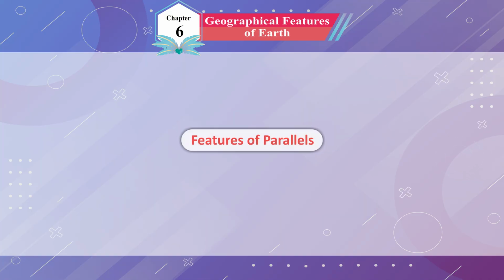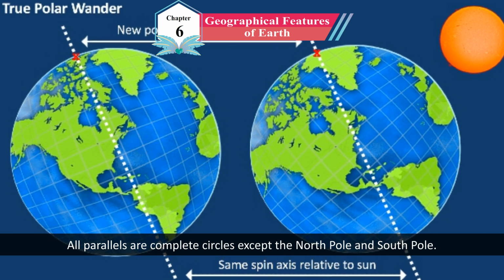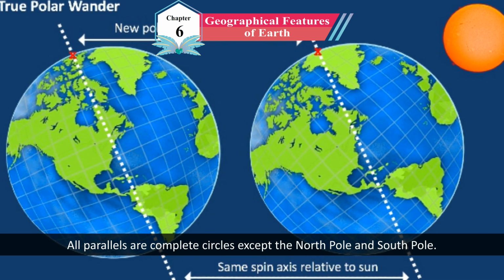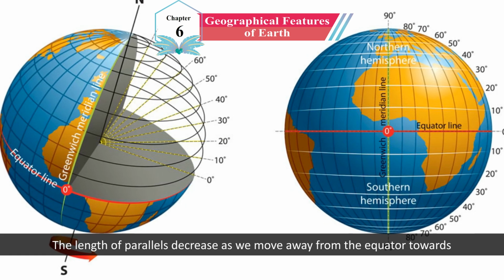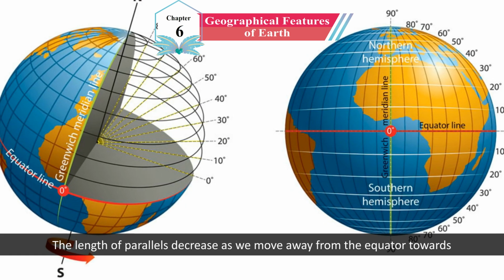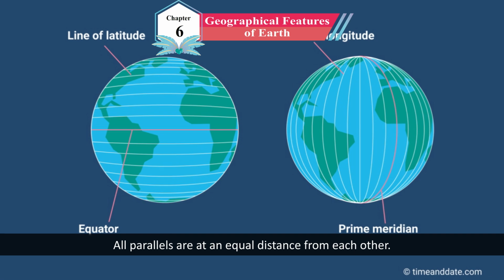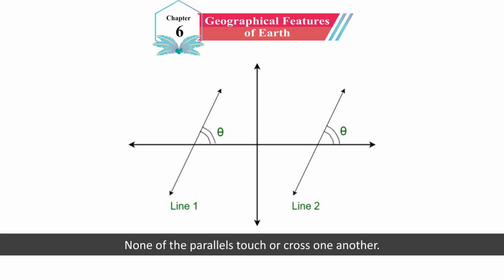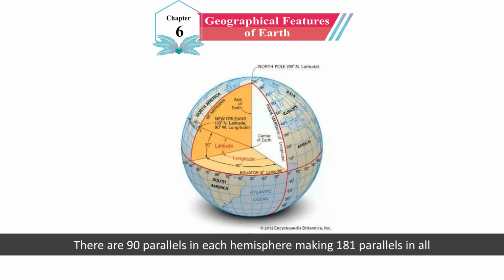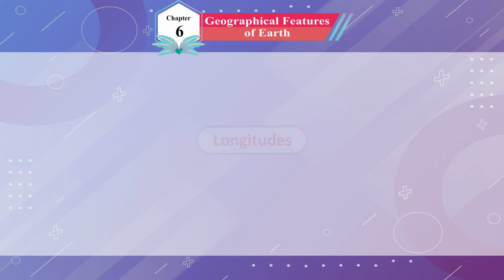Features of parallels. All parallels are complete circles except the North Pole and South Pole. The length of parallels decreases as we move away from the equator towards the poles. All parallels are at an equal distance from each other. None of the parallels touch or cross one another. There are 90 parallels in each hemisphere, making 181 parallels in all, including the equator.